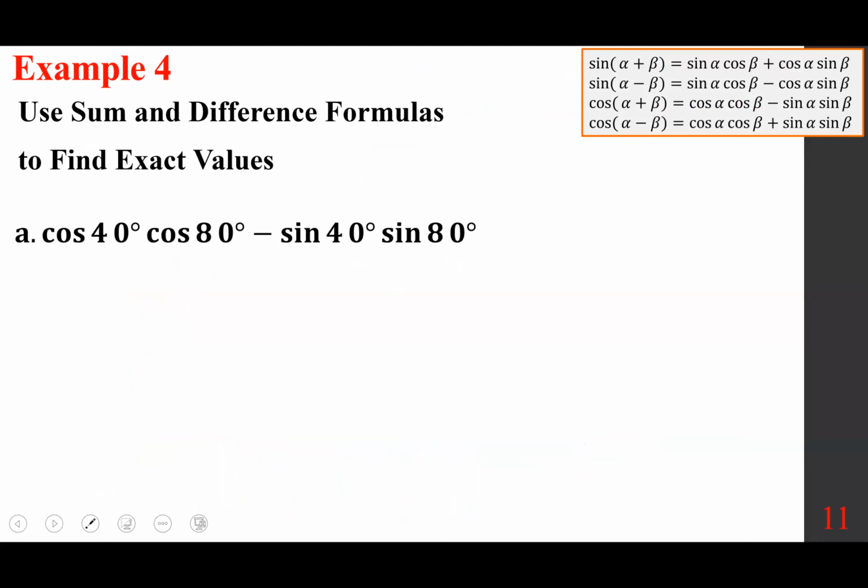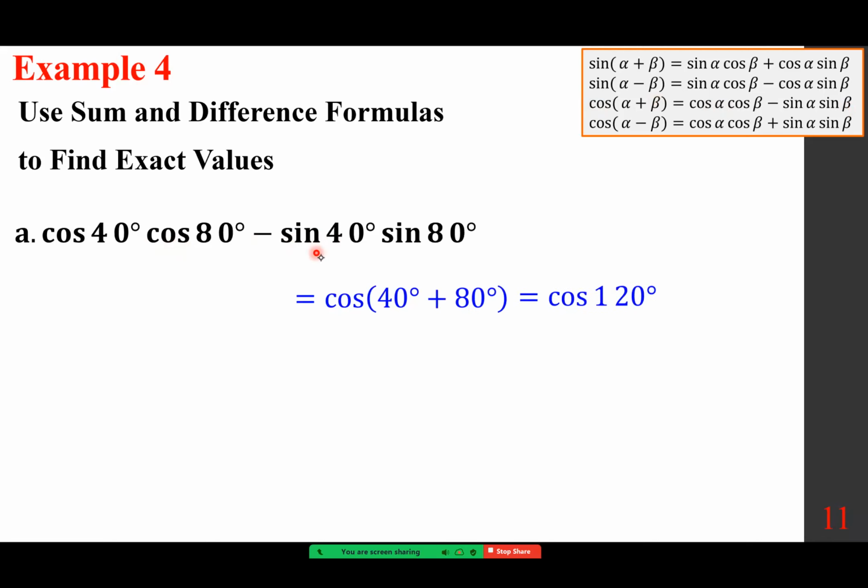Find the exact value: cosine 40 cosine 80 minus sine 40 sine 80. And if you have memorized those formulas, you see that it's the cosine of alpha plus beta. So take a look at this one and compare to part A. You notice it's cosine of, so we are going this way. So it's cosine of 40 plus 80, which makes it 120 degrees. The reference arc is 60 degrees. Cosine of 60 is 1/2. In the second quadrant, cosine is negative 1/2.